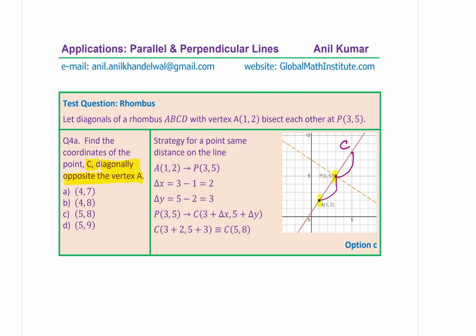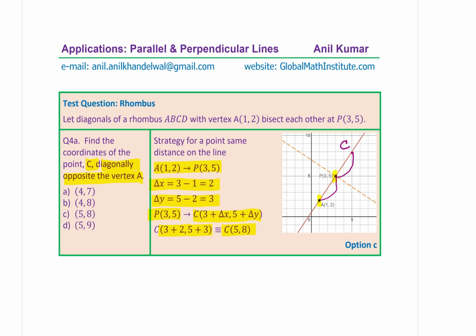How do we find it? Once again, from A to P, we see that the change in x value is 2, and the change in y value is 3. If I add this change to P, I get the point C. So point C is 3 plus the change in x and 5 plus the change in y, 3 plus 2 and 5 plus 3, and that gives me the coordinates of C as 5, 8. Is that clear to you?